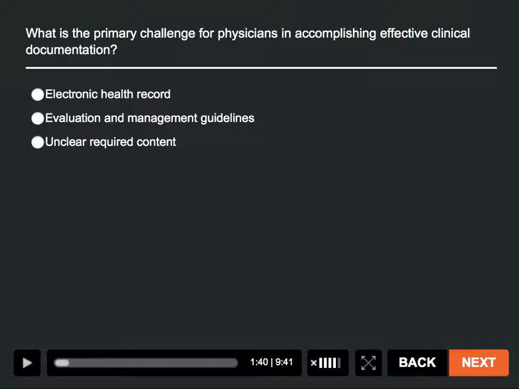Let's jump right into our polling question. What is the primary challenge for physicians in accomplishing effective clinical documentation?